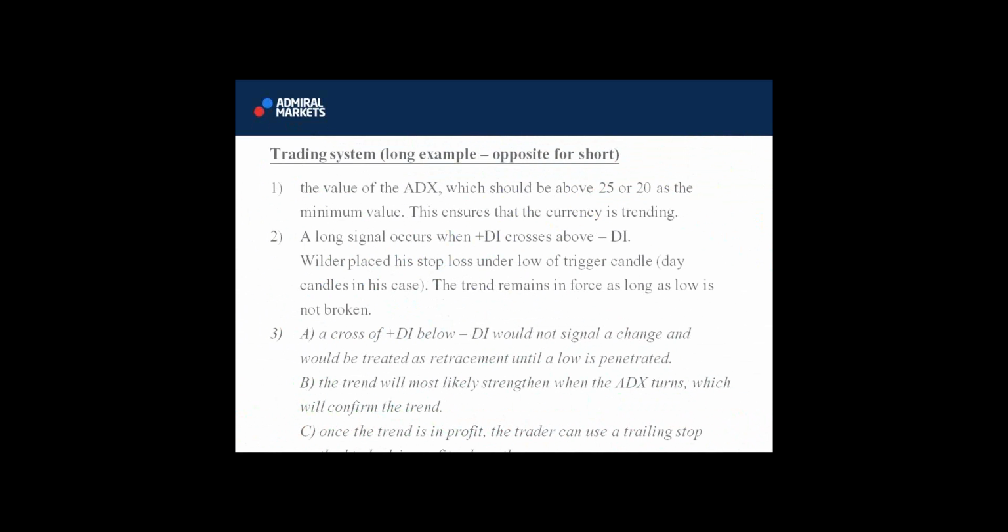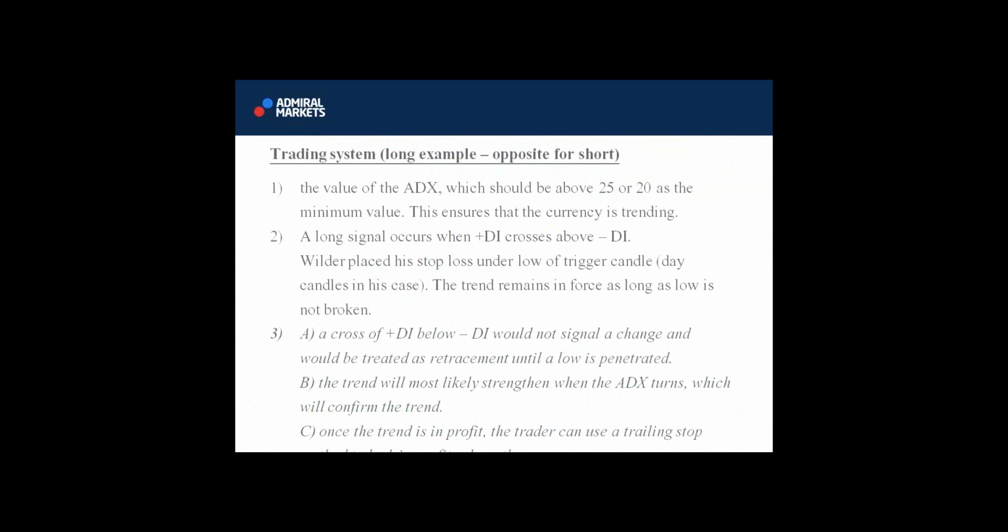Wilder placed his stop loss under the low of the trigger candle. So the trigger candle, the day candle in this case, okay? So the candle low in the uptrend was the stop loss. And the trend remained in force as long as the low did not break. So let's take a look at the other things that are important. A cross of plus DI below minus DI would not signal a change and would be treated as a retracement until the low is penetrated.